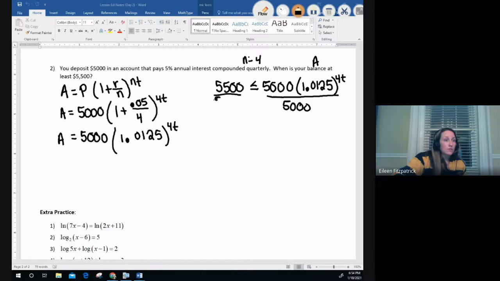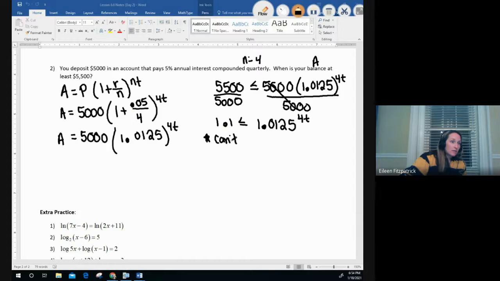All right, so let's first divide both sides by 5,000. So that's going to be 1.1 is less than or equal to 1.0125 raised to the 4T. Okay, so remember you can't change forms.